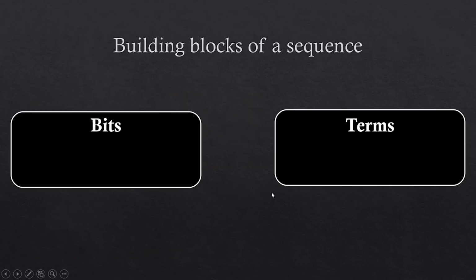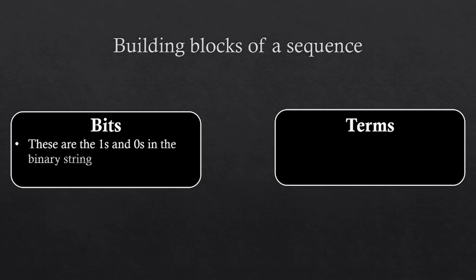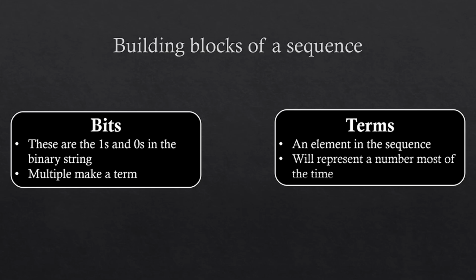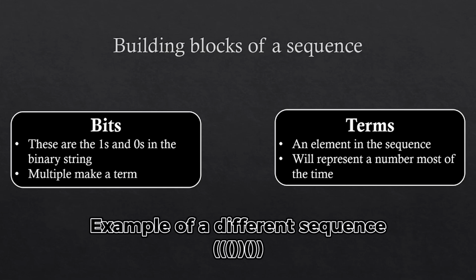Now, there are two things that build up a sequence: bits and terms. Bits are the ones and zeros in the binary string, and multiple of them make a term. The terms are obviously an element in the sequence, and they will represent a number most of the time. That is because usually we use number sequences because they appear everywhere. But in unique scenarios, there can be other types of sequence systems where these binary strings aren't representing numbers, but rather symbols or characters, like closed and open brackets.